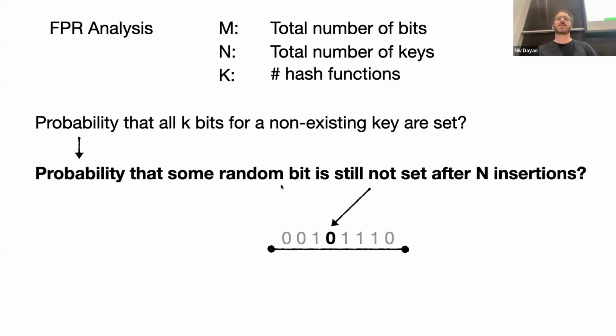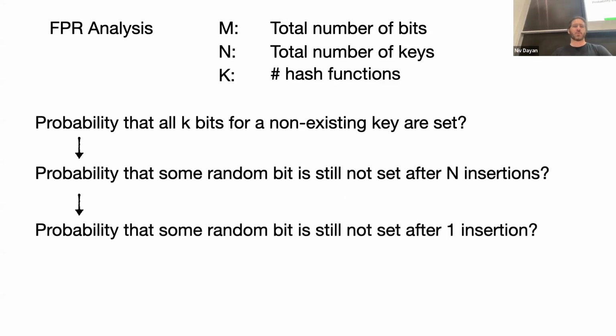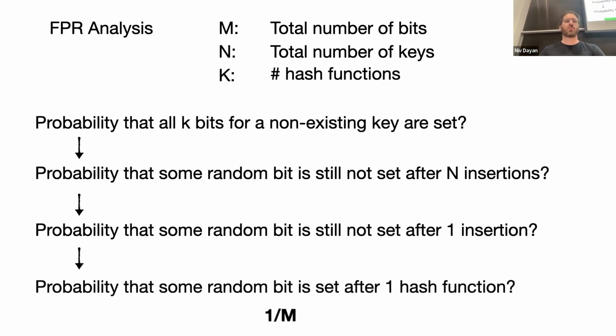What is the probability that some random bit has still not been set after n insertions? Rather than looking at the k bits for a given key, I'm now looking at just one bit. Let's reduce that even further. What is the probability that some random bit has still not been set after one insertion? In fact, we can reduce that more. What's the probability that some bit has not been set after we apply just one hash function for some other key? And this is easy to answer.